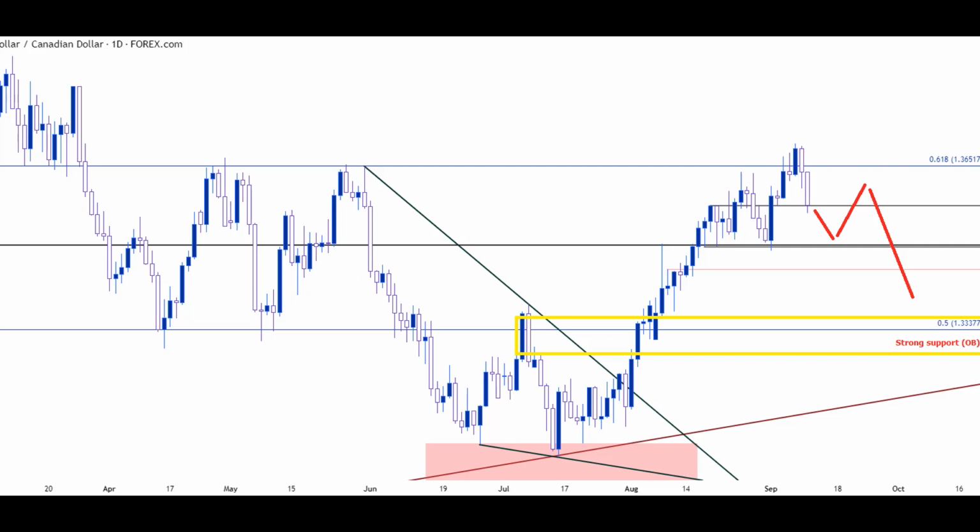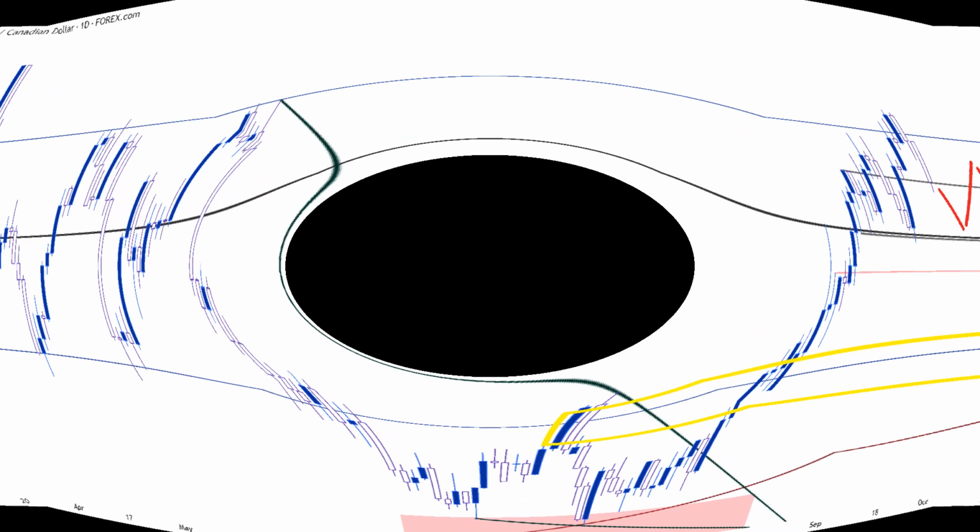At this point, the support zone could empower the buying side to take control. If this scenario unfolds, a head and shoulders pattern may be expected. The ultimate target is around the 1.335-1.330 range, strongly supported by a previous order block.